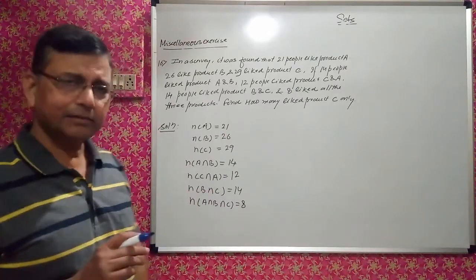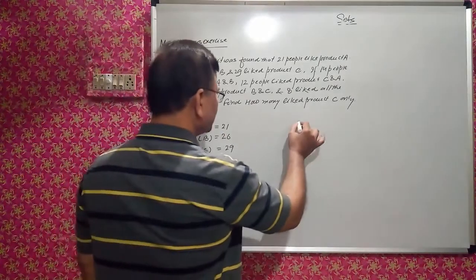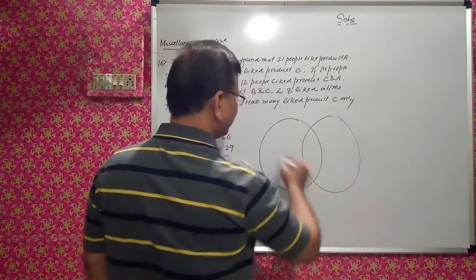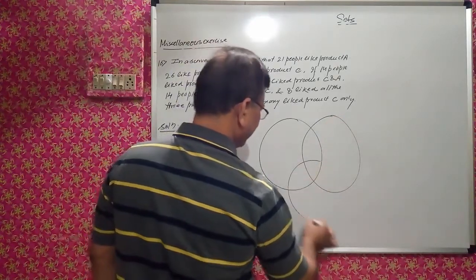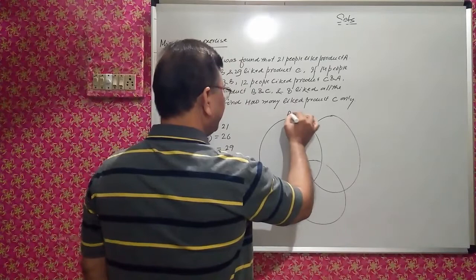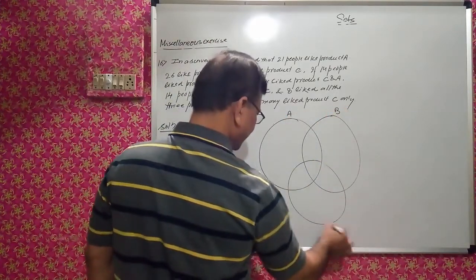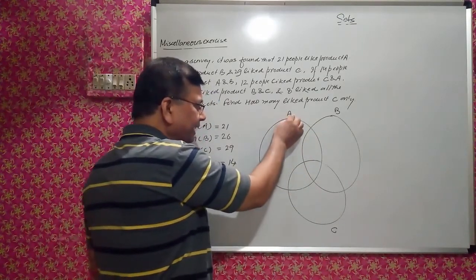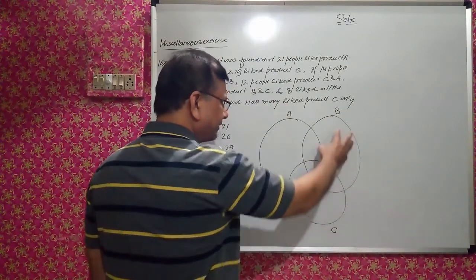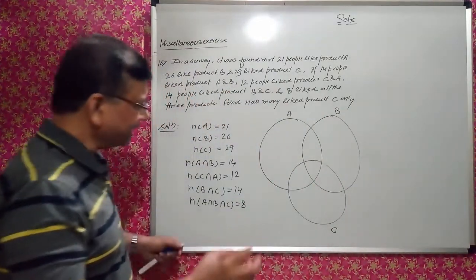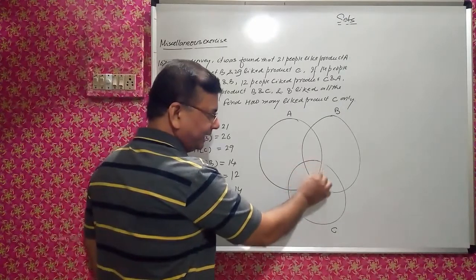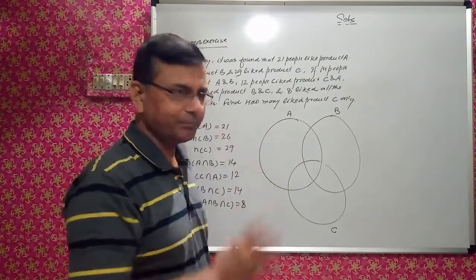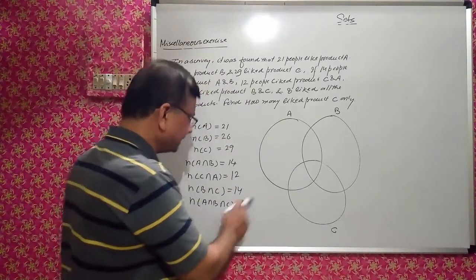So I will solve this by Venn diagram. See, suppose I have taken 3 products. And this is the set of people, right? So this is A, this is B and C. These are the sets of people liking product A, product B, product C. We will start from the smallest one. What does this area tell? This area tells the number of people liking all the 3 products. So how many are there in all the 3? That is 8.